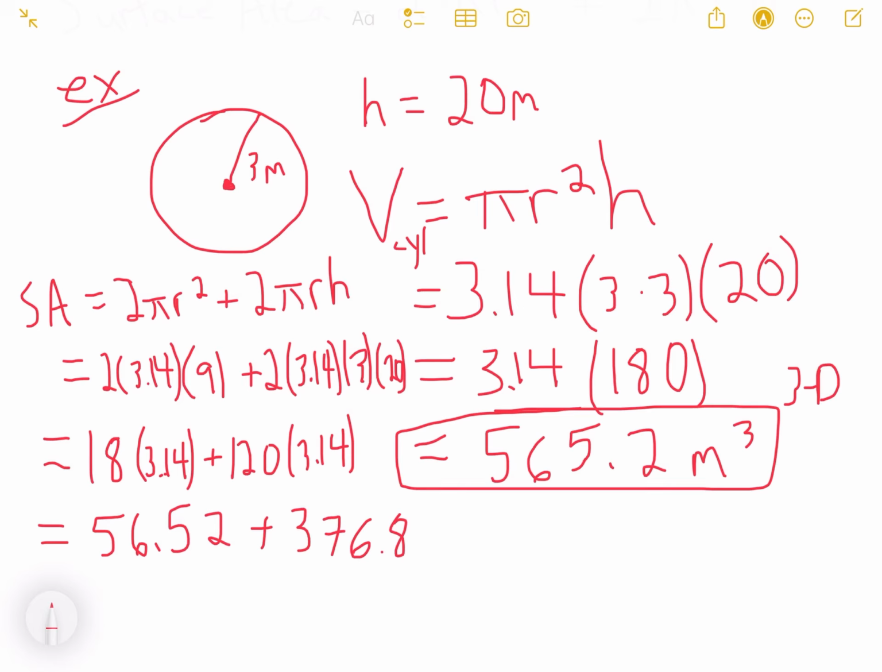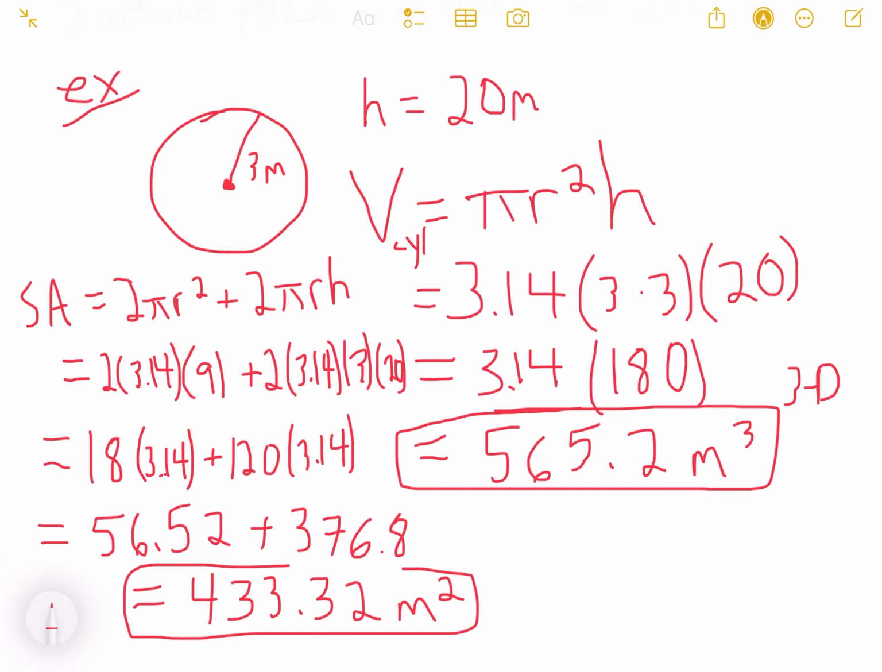And then I add them up, and what do I get? Well, I get 433.32. And this is meters squared. Area is 2-dimensional, so it makes sense that my meter is squared because it's just 2-dimensional. It's not 3-dimensional. I'm just figuring out the area of the whole side of my object.